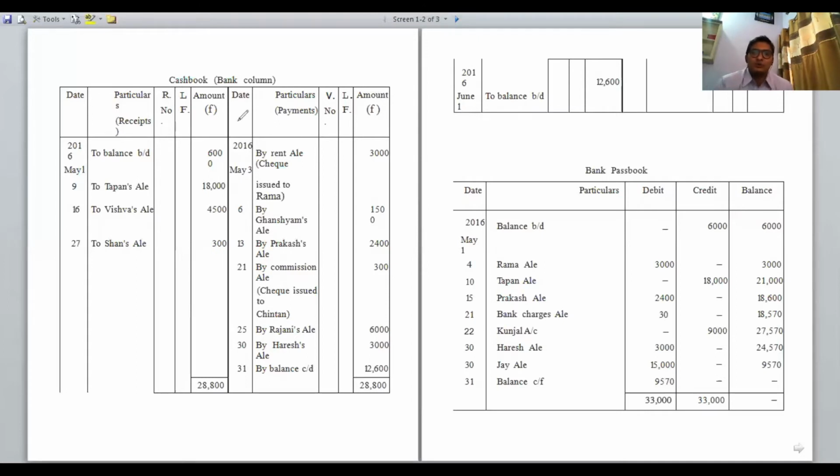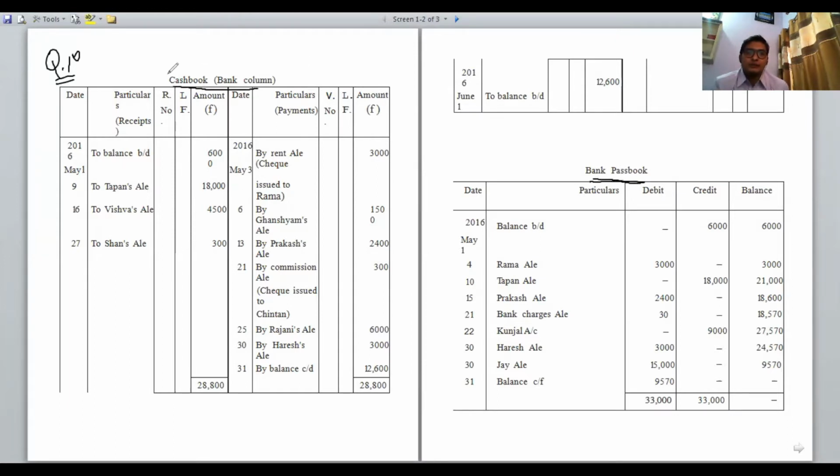Today, in 11th standard accounts, the subject is bank reconciliation statement. This is the last lecture, and I have put question number 10 on the screen. This is another way in which they can ask the question. First of all, the cash book is given in the question as well as the passbook.